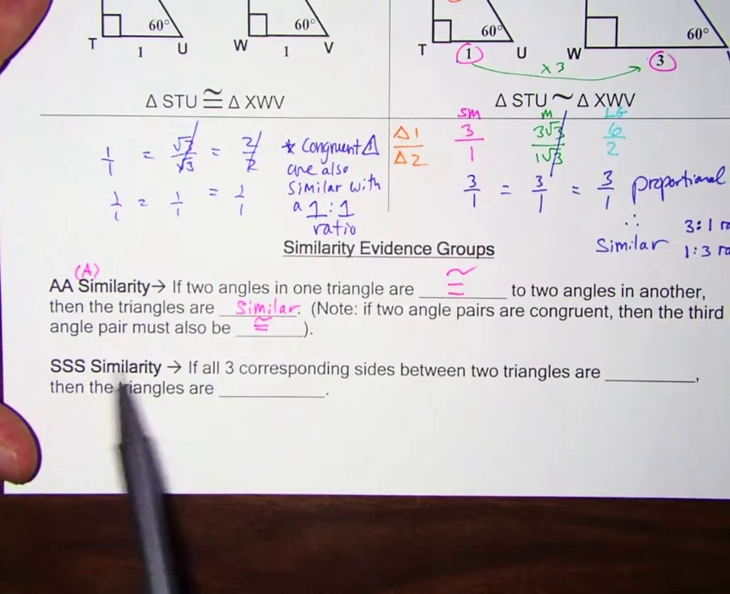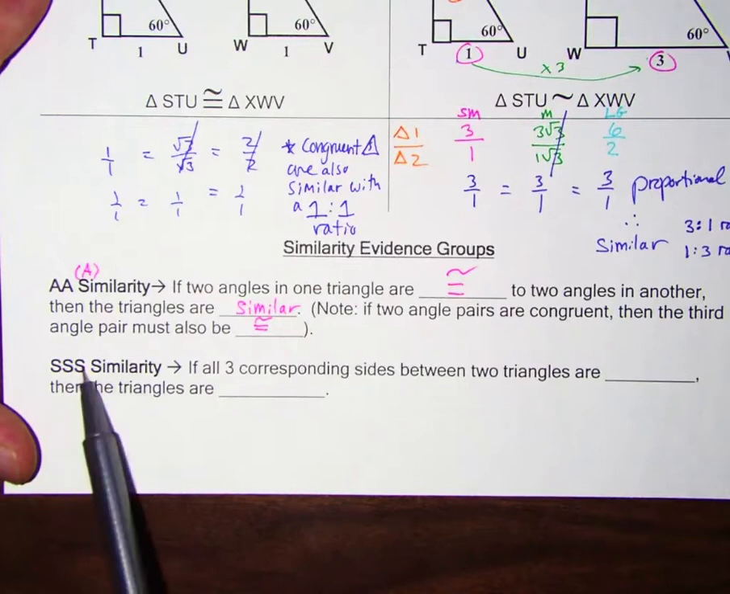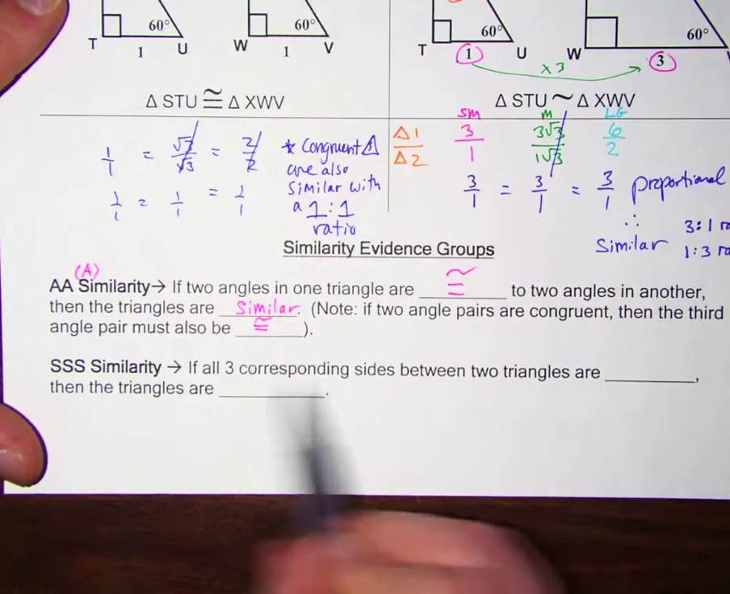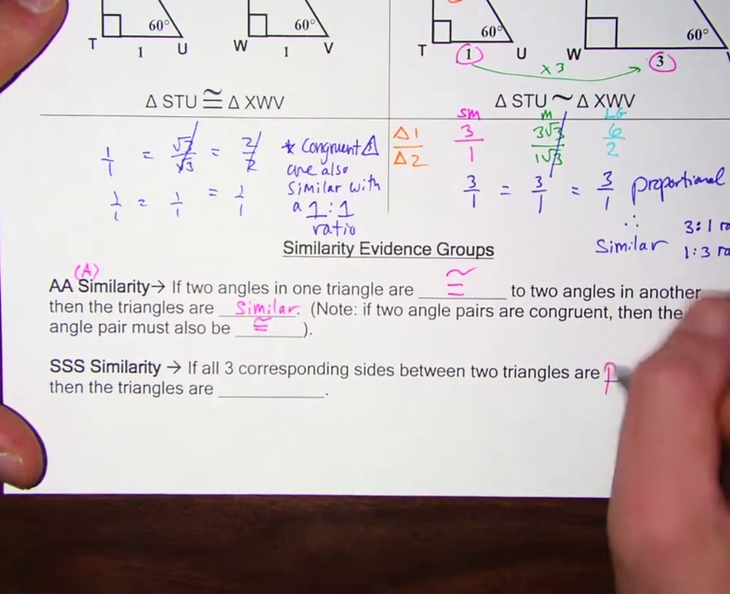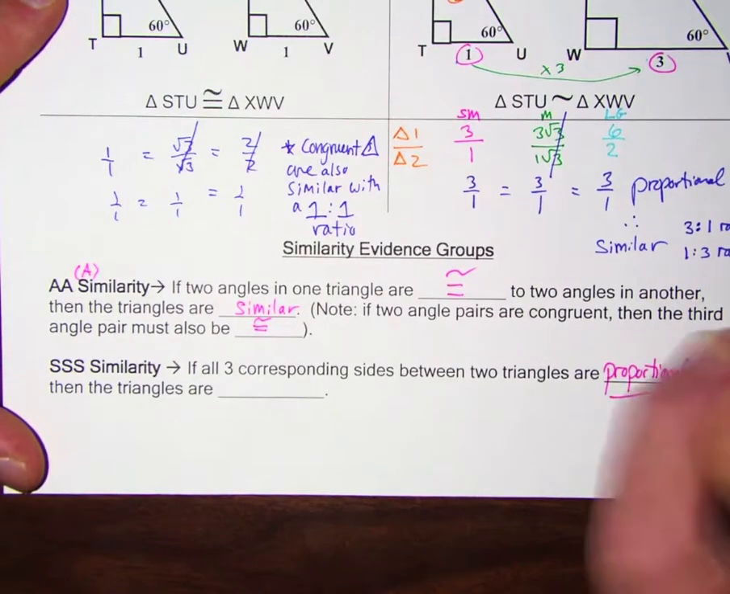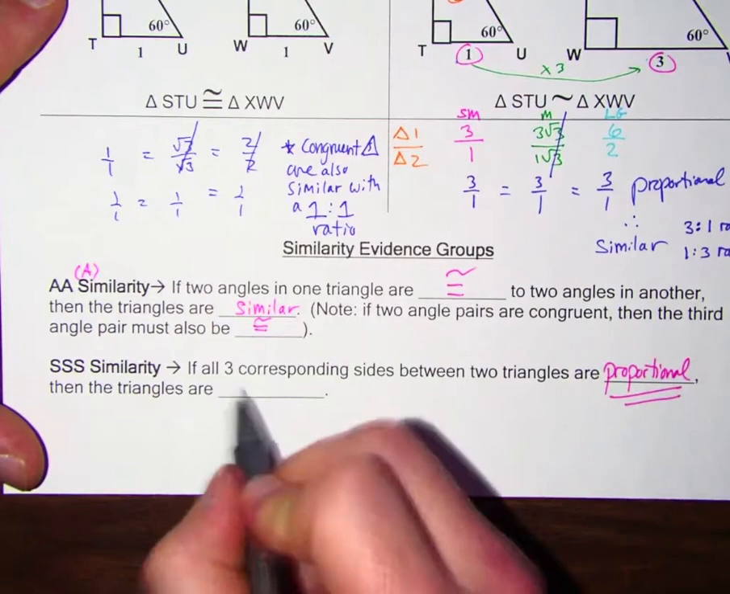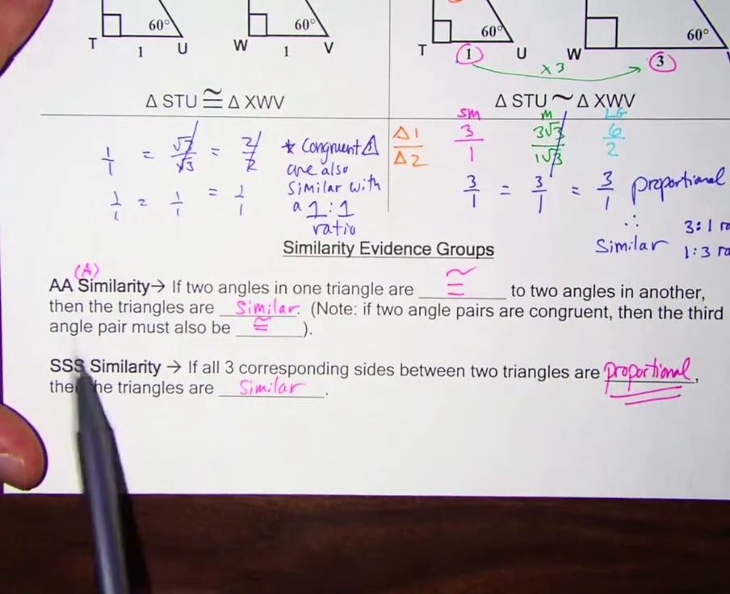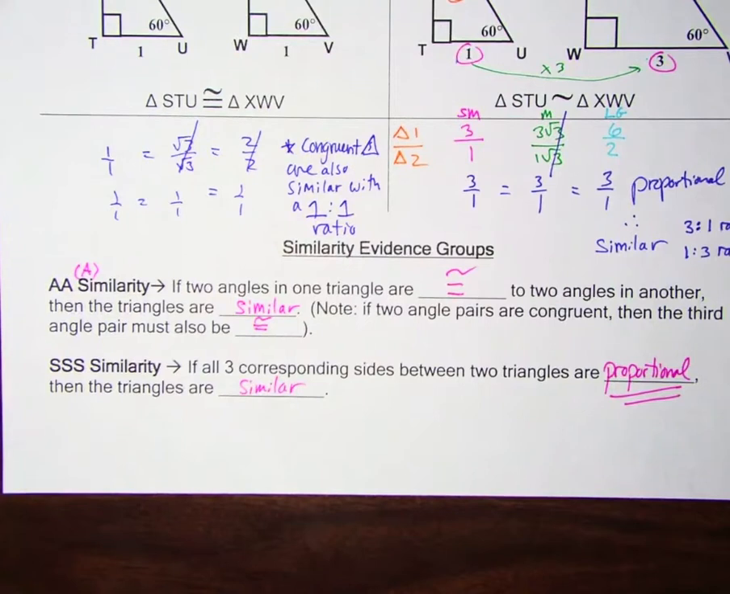Side, side, side similarity. Notice I put the word similarity. I don't want you to think congruent. These sides are not congruent. Okay? These sides are proportional. So if the three corresponding sides between the two triangles are proportional, then the triangles will be similar. So these are the two ways right now that we're going to sort this out to see if we have similar triangles.